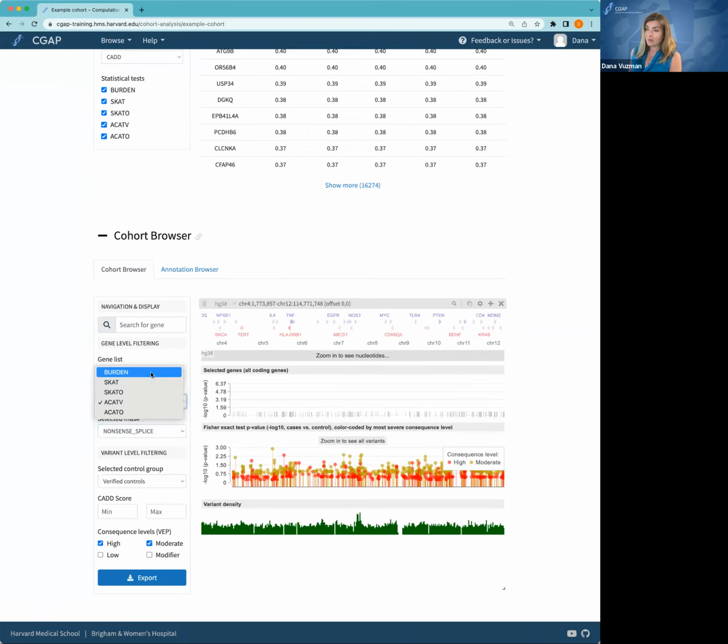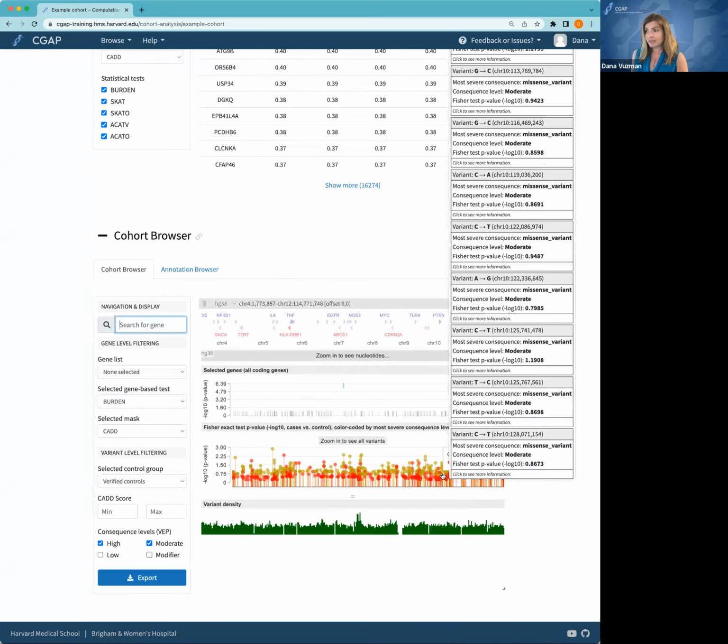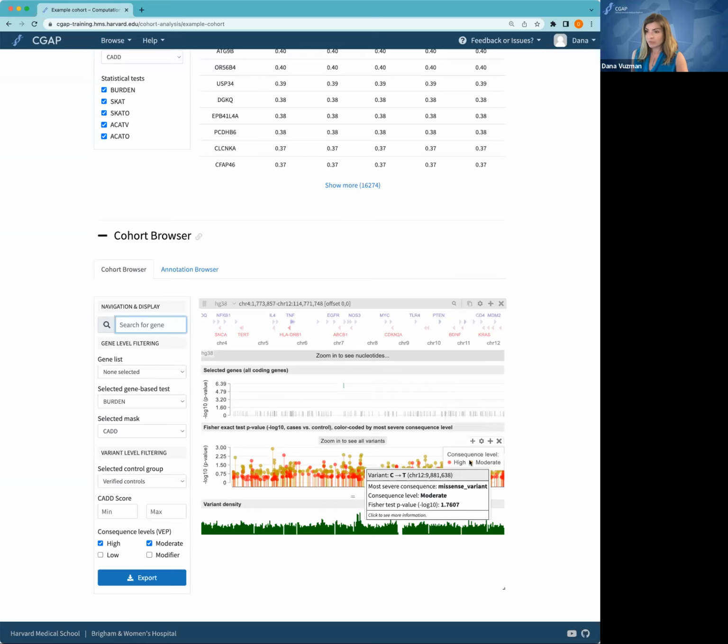And by going back, we can just go to the gene of interest because it's quite dense to look at all the variants over here. The variants that we see are the variants with the Fisher exact test p-value of our cases and controls. And they are colored by most severe consequence level, where high is red, yellow is moderate.